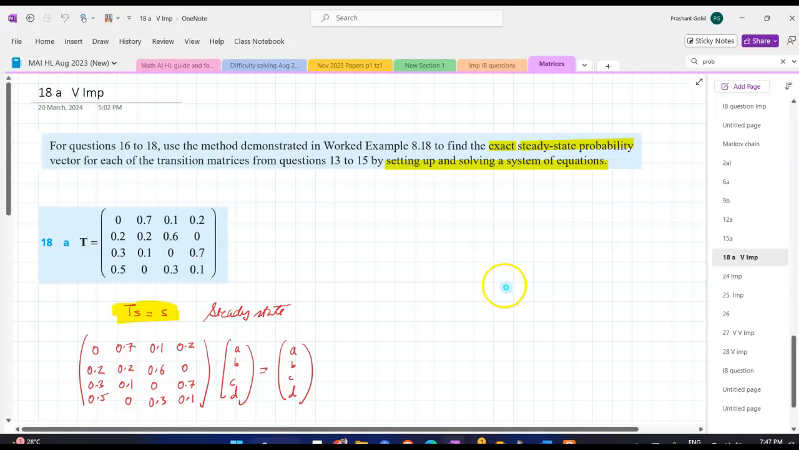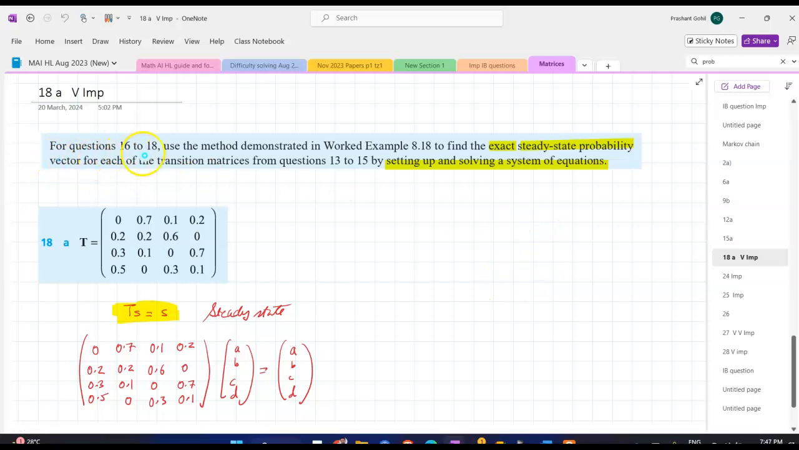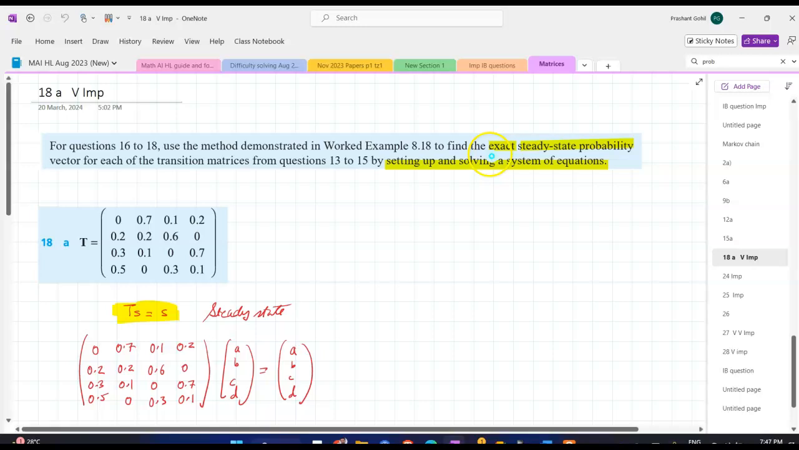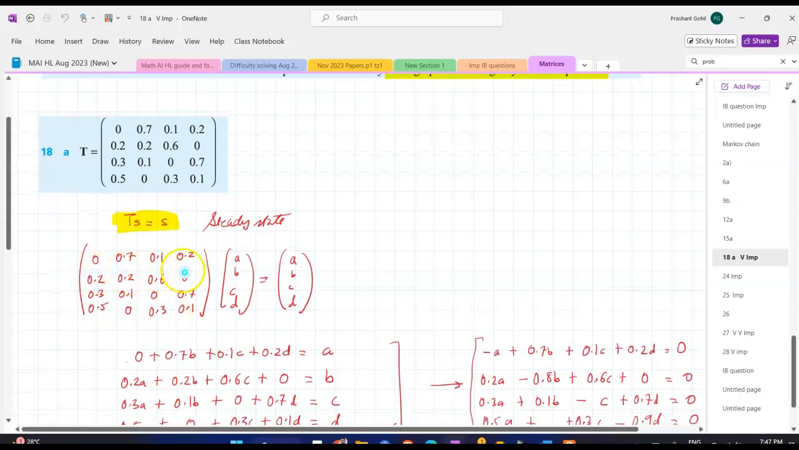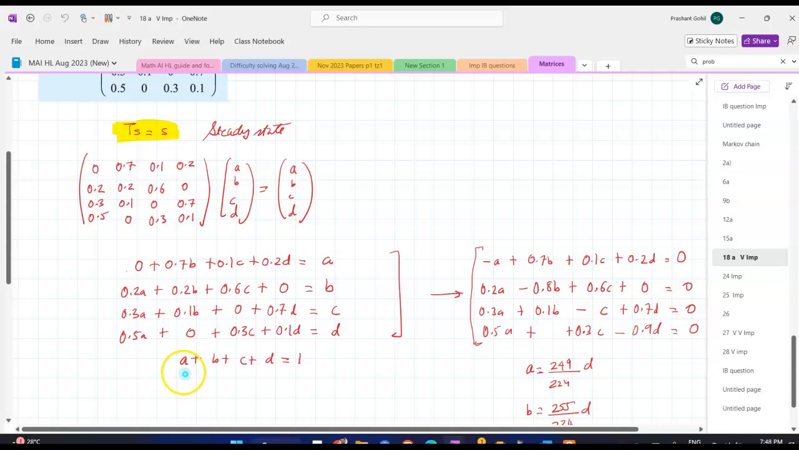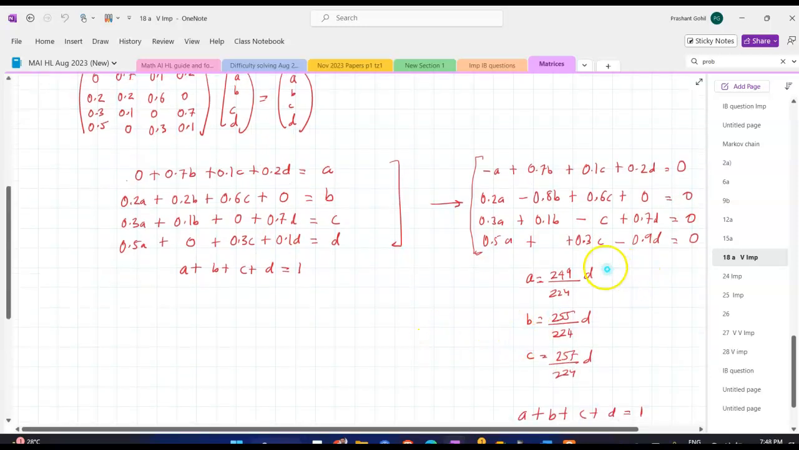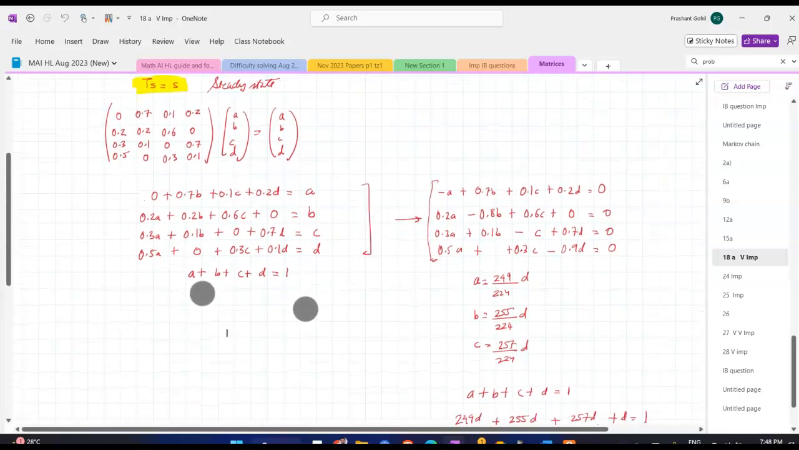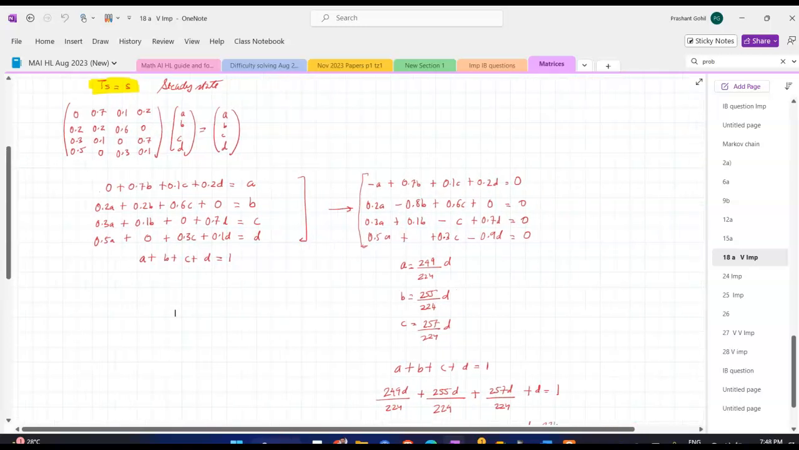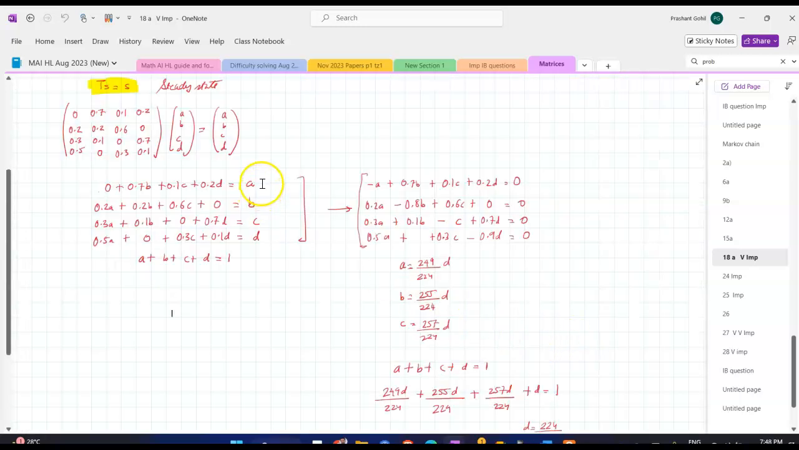For the example, use the method demonstrated to find the exact steady state probability. So you have to do TS is equal to S. You get 4 equations, 1, 2, 3, 4, and it's also important that a plus b plus c plus d is equal to 1, since they are probabilities. And you solve it simultaneously. But you already have four equations, so why do you have to include a plus b plus c plus d as well?